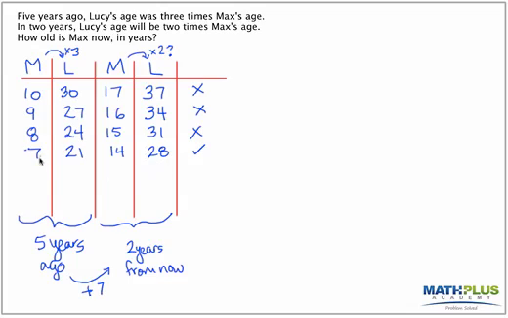So now I know that 5 years ago, Max was 7. And so the answer for how old is Max now is 7 plus 5 equals 12. So Max is now 12.